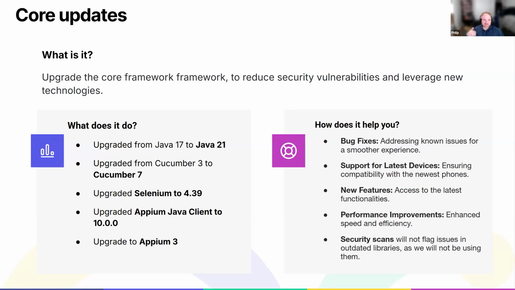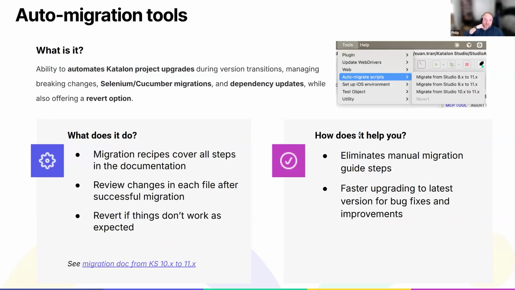And the whole reason for that is just to keep everything up to date, with a lot of new features like in Cucumber and all of that stuff, support the latest versions of devices, especially with the Appium piece, and reduce any security vulnerabilities and all of that stuff. Now, this isn't too new. We've done this in 8 to 9, 9 to 10. What is new is that we now have an auto migration tool to help speed this up.